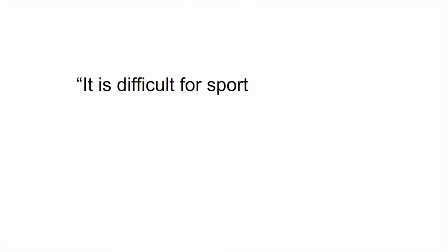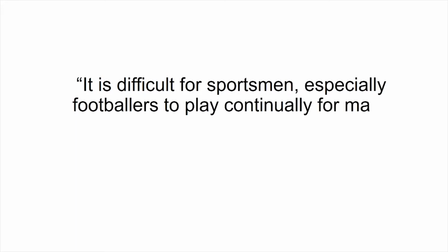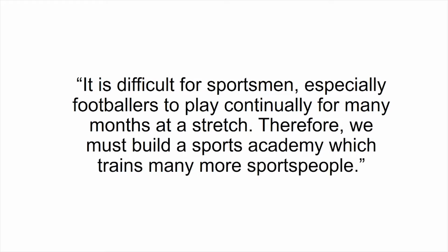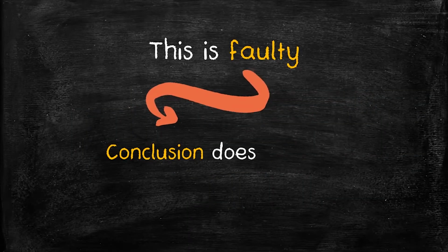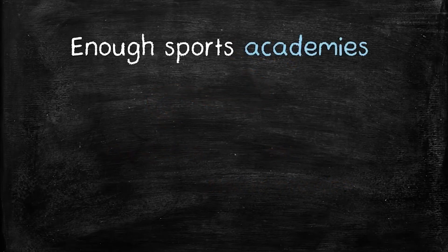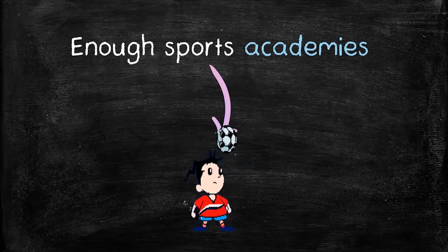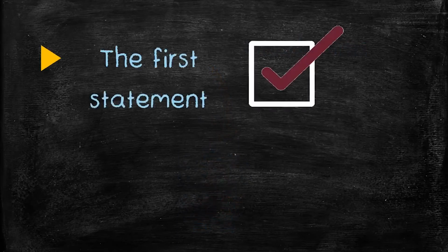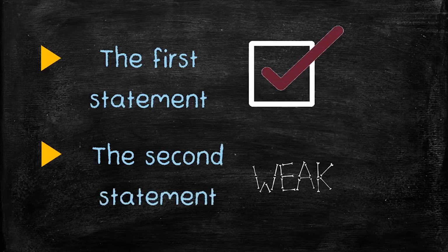It is difficult for sportsmen, especially footballers, to play continually for many months at a stretch. Therefore, we must build a sports academy which trains many more sports people. This is faulty because the conclusion drawn does not follow from the stated premise. Maybe there are already enough sports academies that produce excellent footballers in big numbers. Even though the first statement is correct, the argument being made in statement 2 to build a sports academy just based on statement 1 is weak at best.